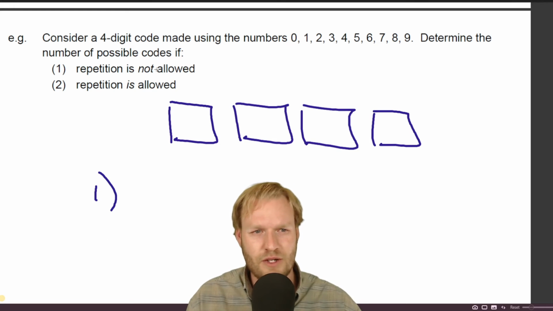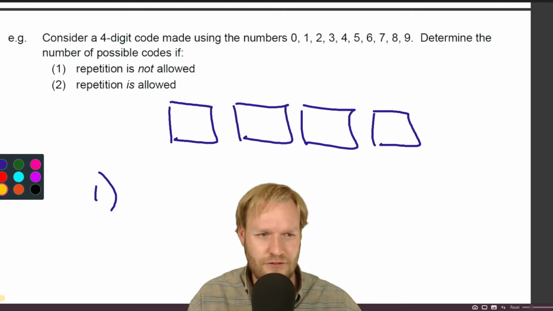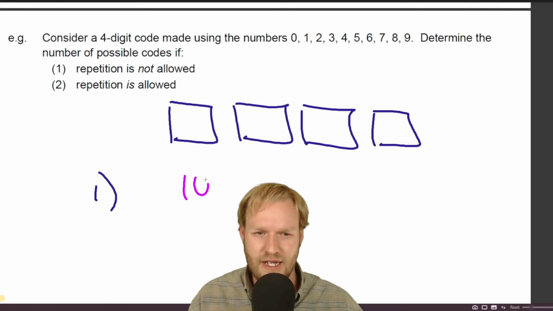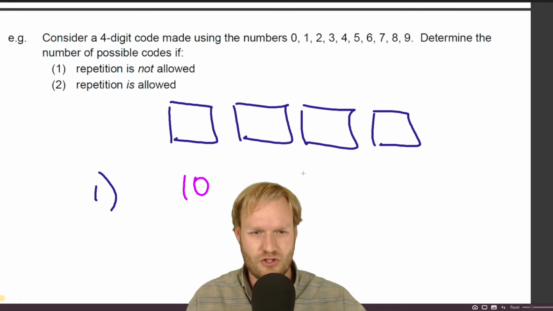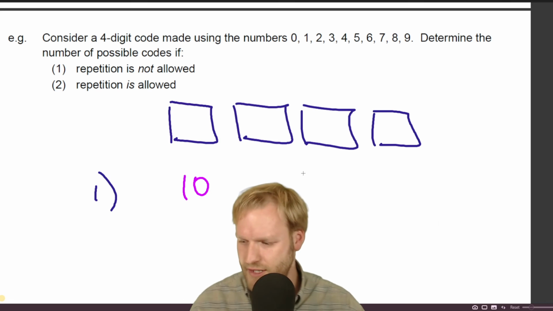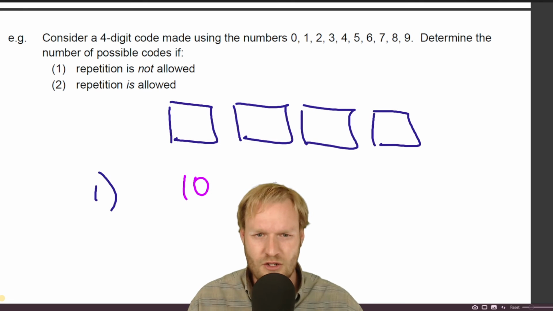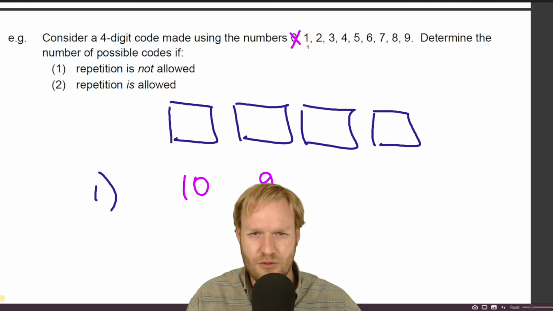First case is that we're not allowed to repeat. So in this case, for our first digit, we could have any one of those 10 digits as the first digit. Cool, so there are 10 options. Then for our second digit, well, there are only 9 options now. Because if we chose the number 0, we could choose one of those 9. If we chose the number 1, we'd still have 9 options for our second digit.